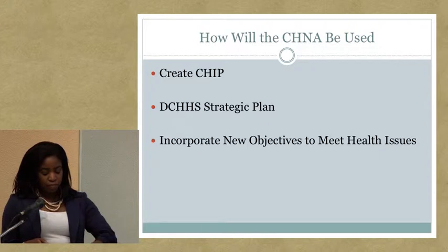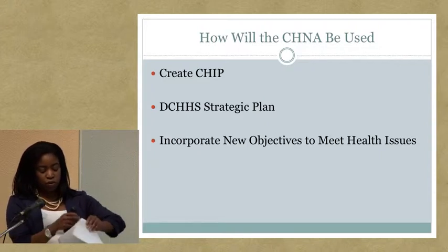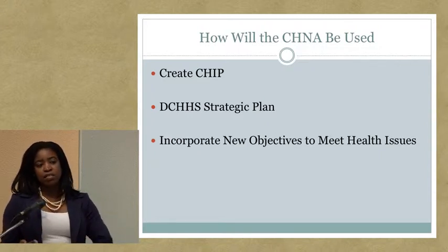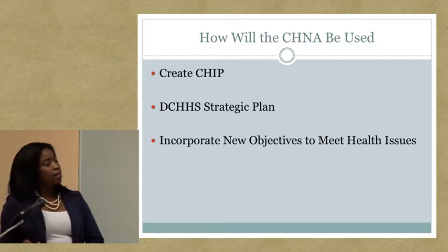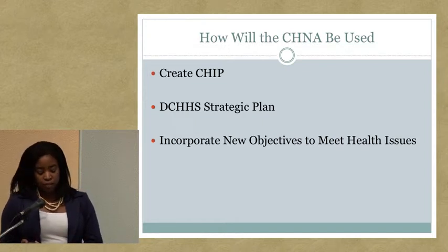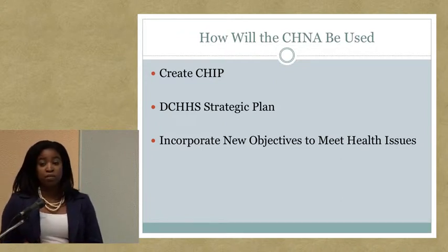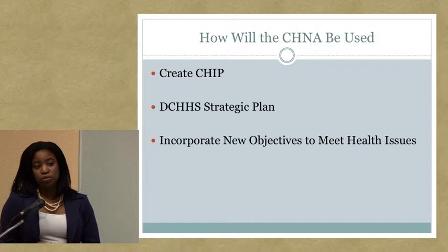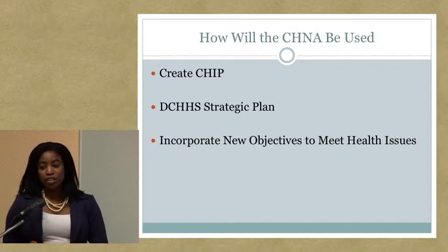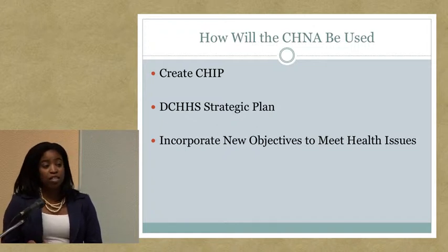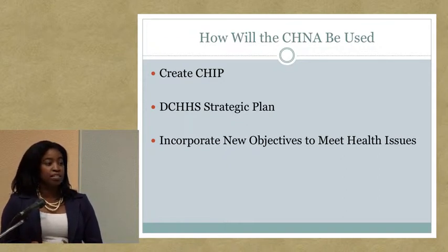And what we're going to move forward with is using this health assessment for our improvement plan, and then using it for our strategic plan. And then we want to also just see, are there new objectives that we need to be looking at to meet health issues? And our hospitals are kind of taking the assessment in a different direction and just making sure they're meeting their IRS requirements and possibly realigning their services if they need to. So it really is a document that's supposed to be usable by everyone.